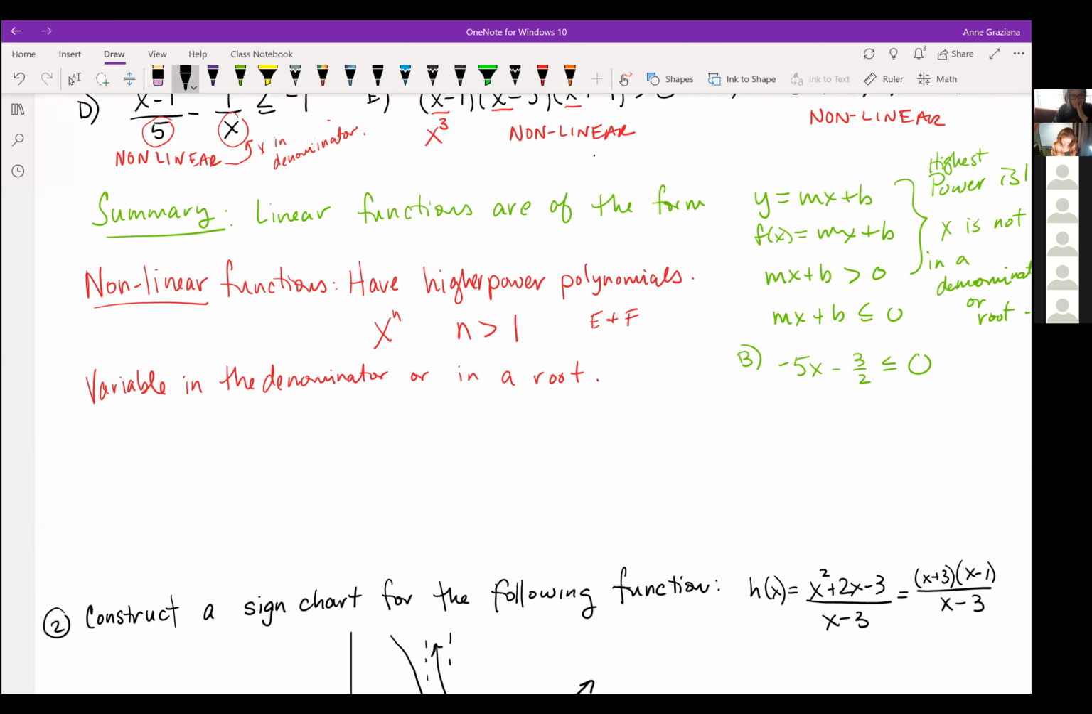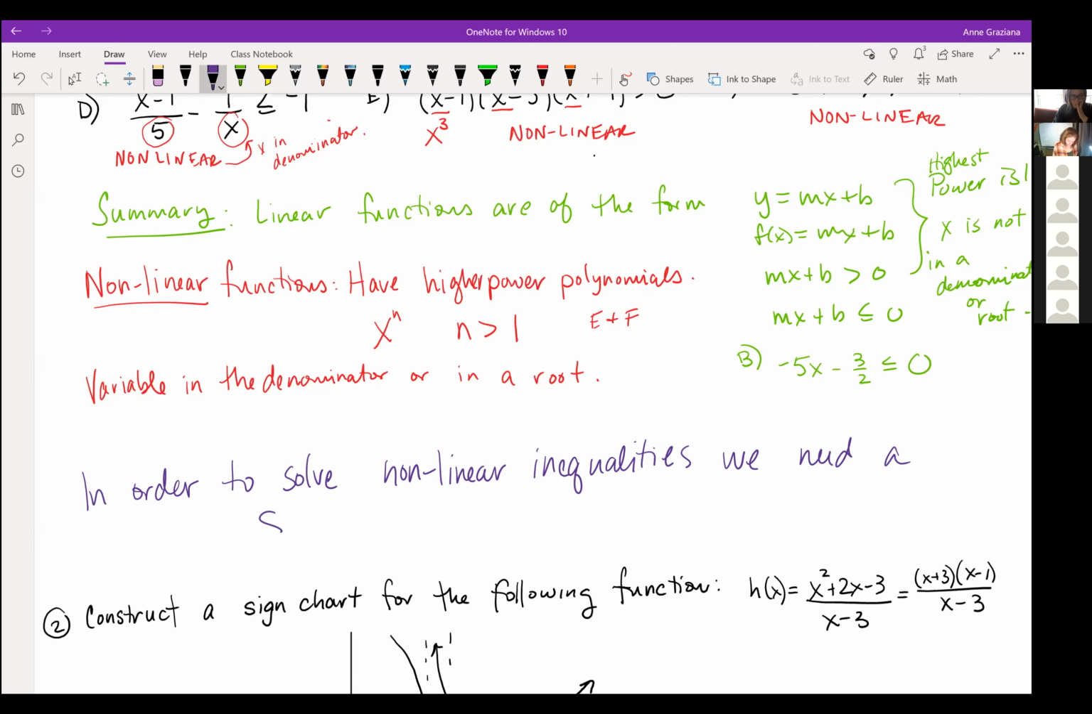All right. So here's also something I want to really highlight. In order to solve nonlinear inequalities, we need a sign chart. That's why it's important that first of all, you recognize when you need a sign chart, because if it's linear, you just solve it like you normally would. You can just get x by itself.